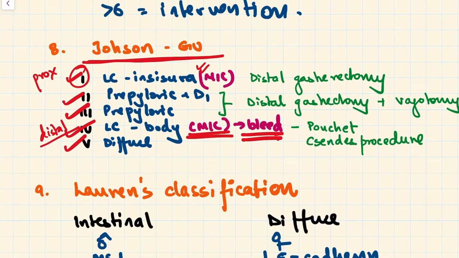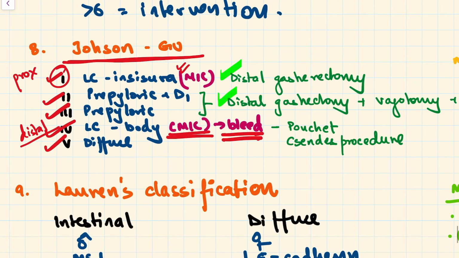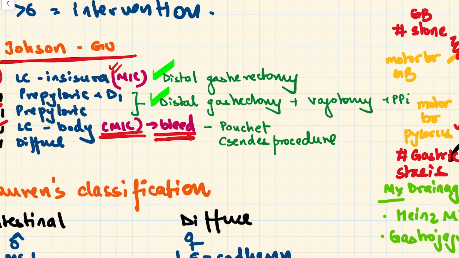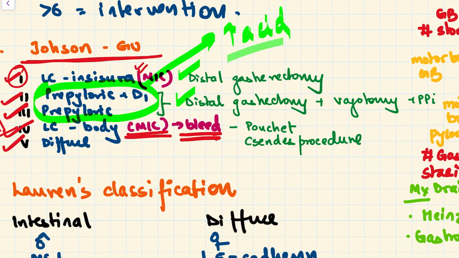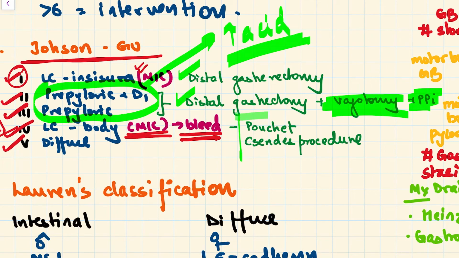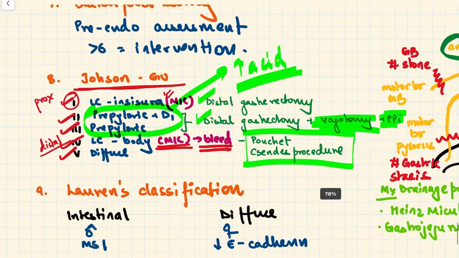So for management, type 1 is managed by distal gastrectomy, right? For type 2 and 3, we need to do distal gastrectomy along with vagotomy. Why? Because these are pre-pyloric or in the duodenum, so they will be associated with increased acid production, right? Hence vagotomy needs to be done, and to suppress the acid we can also give proton pump inhibitors. Then type 4 ulcers, right, there is a special procedure which is called the Pauchet or the Csendes procedure, right?